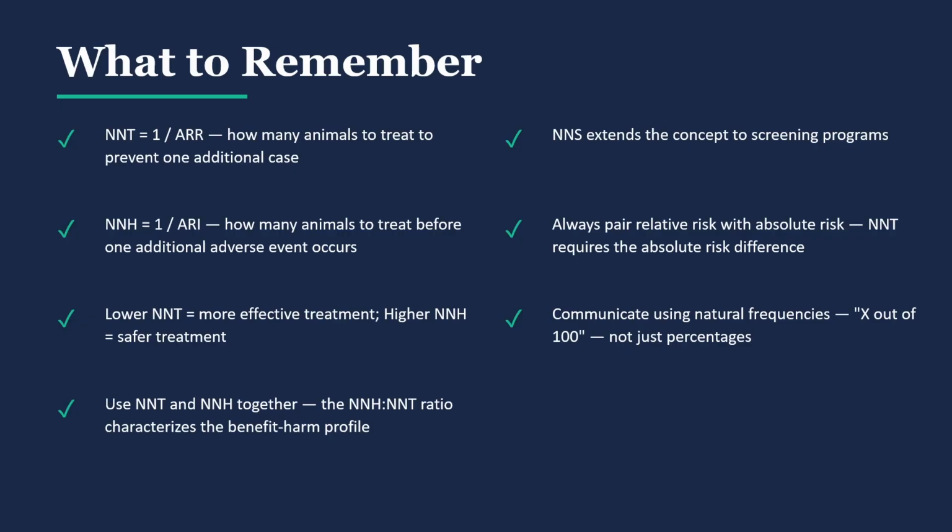clients hear them. Summary. NNT is 1 divided by the absolute risk reduction, the number of animals you need to treat to prevent 1 additional case. NNH is 1 divided by the absolute risk increase, the number treated before 1 additional adverse event. Lower NNT is better. Higher NNH is better. Together, their ratio characterizes the benefit-harm profile.